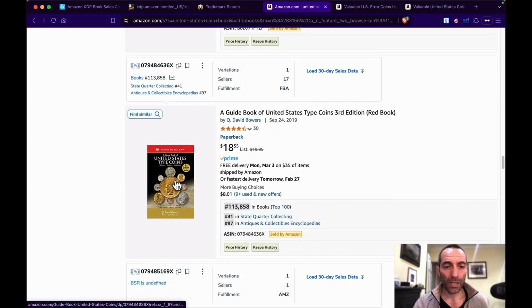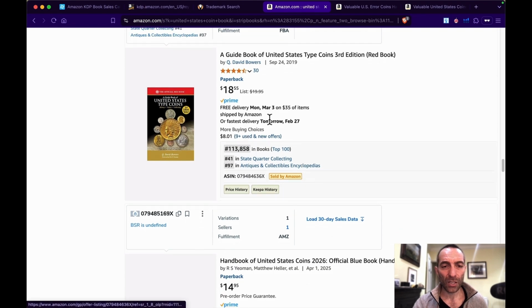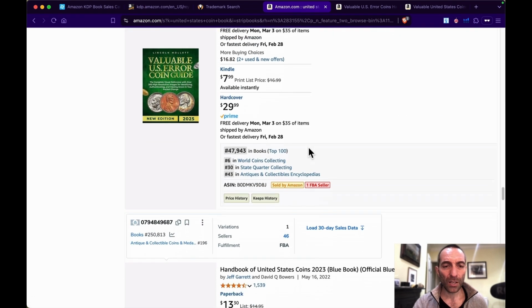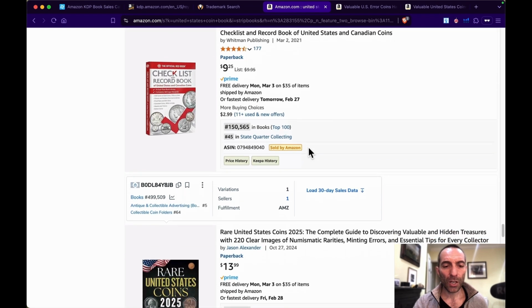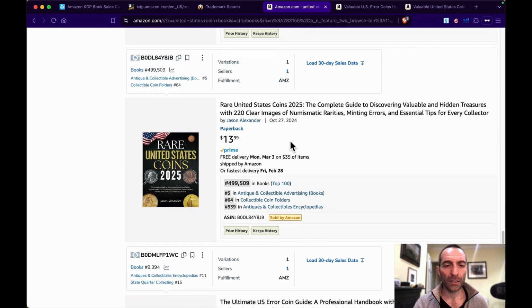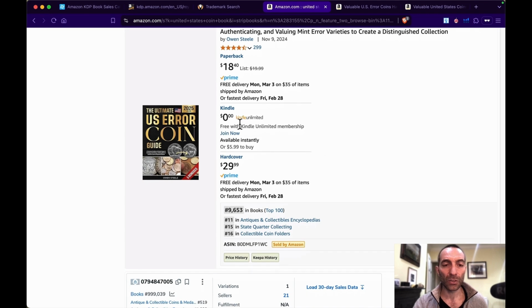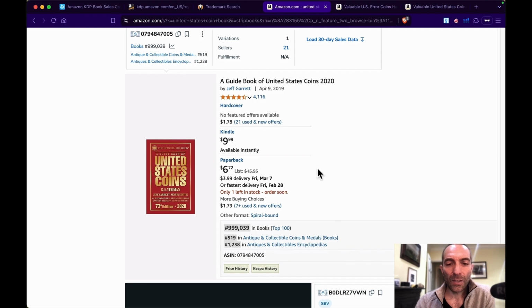Let's have a look at this one. United States Types coin. Okay, it's not doing so well. 113,000, as you can see. It's probably selling a little bit, but not much. Valuable US error coin. Yeah, we know those are selling. What else we got? Checklist. Rare United States coins. That's not selling much. This is selling. This keyword is solid. You know, US error coins. United States coins. That's another one.